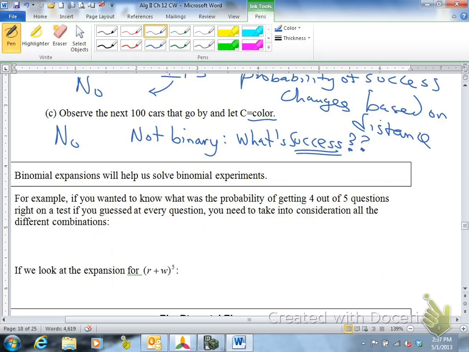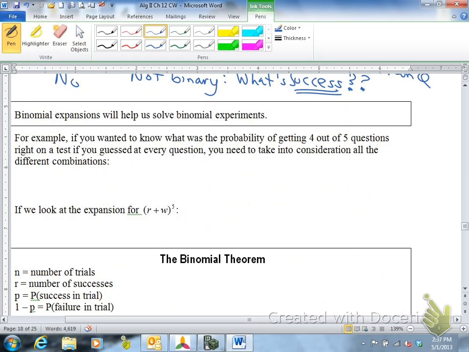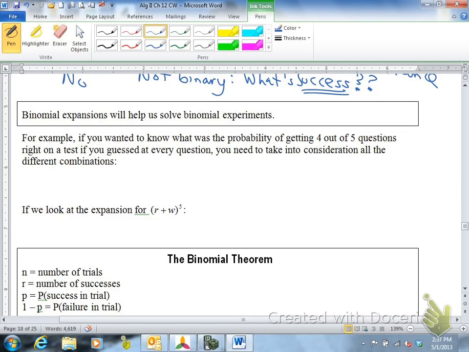Okay, the next part, try to illustrate a connection between binomial expansions, which help us to solve binomial experiments. So let's imagine that you want to know what's the probability of getting 4 out of 5 questions right on a test, and you guessed at every question. You need to take into consideration all the different combinations. You could get the first question right, and the second, and the third, and the fourth. These are all right, R for right. You can get the last one wrong.